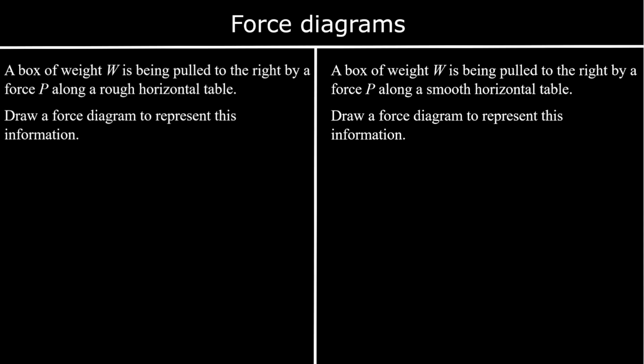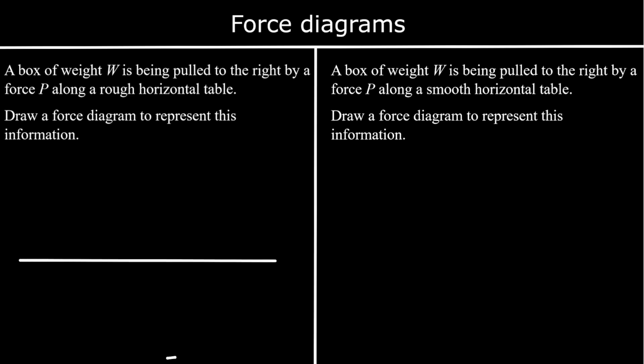In this video, we are looking at force diagrams. So we're going to be drawing a diagram that shows the forces acting on an object. The first question says a box of weight W is being pulled to the right by a force P along a rough horizontal table. Draw a force diagram to represent this information.